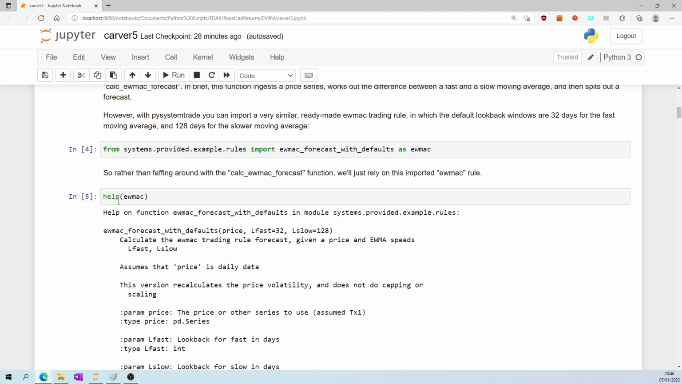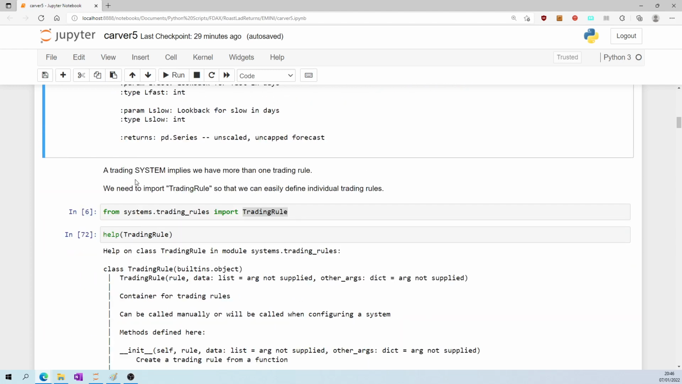By the way, I like to run help on objects that I'm unfamiliar with, which I have done frequently in this video. It's just worth noting that when I run it on EWMAC, indeed, it's true, the default settings for the fast moving average equals 32 days and for the slow equals 128 days. A trading system implies we have more than one trading rule. So we need to import trading rule so that we can easily define individual trading rules.